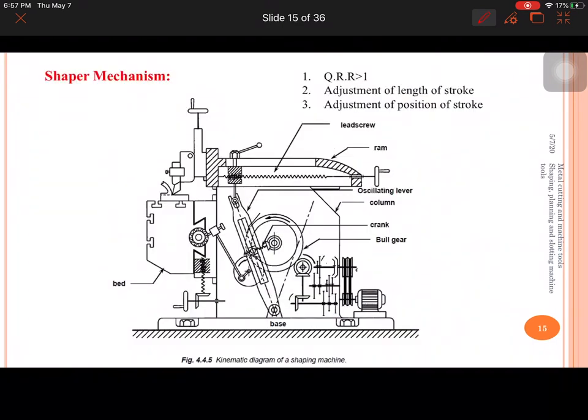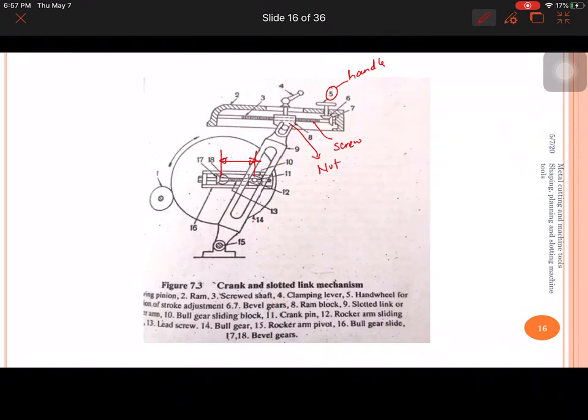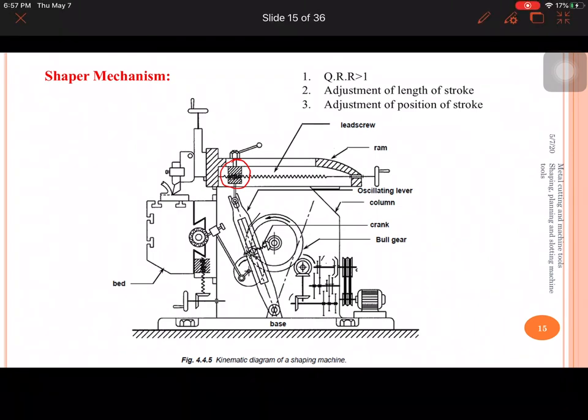That is very much similar to what we discussed in the shaping machine. So you can see here, the position of this particular distance d will decide what? That will decide the length of stroke, and the position of stroke is decided by the location of this nut with respect to the screw. Okay, so this is all about the kinematics of shaping machine and planing machine.